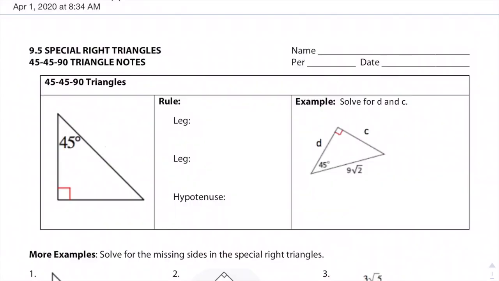All right, so today's lesson is about the 45, 45, 90 special right triangles. We know it's a 45, 45, 90 if it's got one 45-degree angle, one 90-degree angle, and a second 45-degree angle. And a lot of times it'll only have the one 45-degree angle. Another thing you might see is a triangle with tick marks on the two legs, because if the two sides are the same, then the two angles are the same. So you might see that.